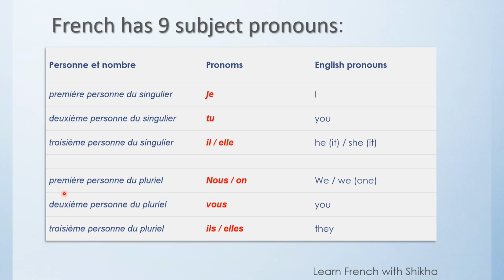Now the plural ones. Premier person du pluriel, nous or on, where nous means we and on also means we and one. Deuxième person du pluriel is vous, which means you again. So you can see tu means you and vous also means you. The first difference you have already seen here. Tu is used in the singular form and vous is used in plural form. And the rest of the differences we are going to do in the video. Troisième person du pluriel, il or elle, which means they.